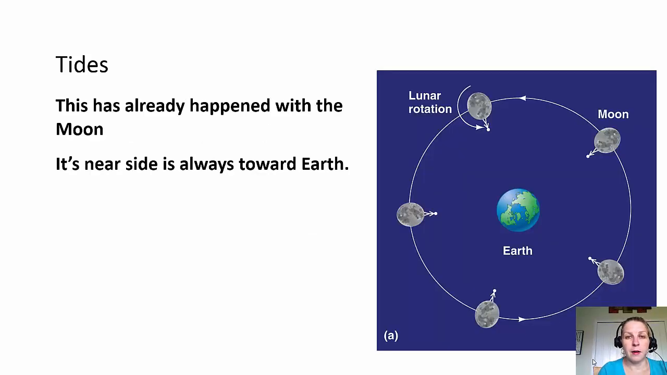Now, this has kind of happened with the moon. The moon is what we call tidally locked. The moon always has the same face towards us. So we always see the same side of the moon, no matter what. We can't see the other side, the far side of the moon as we call it, unless you literally get into space and go around to the other side of the moon.